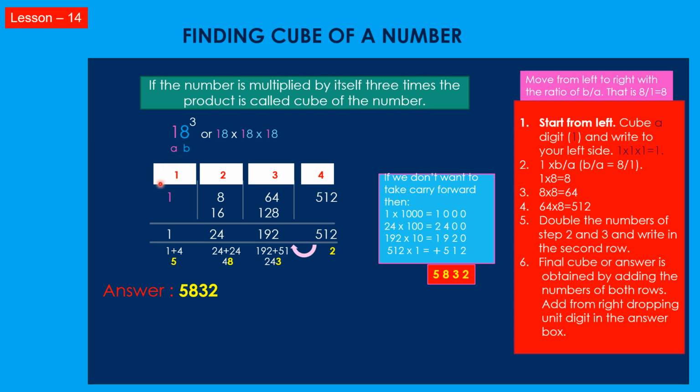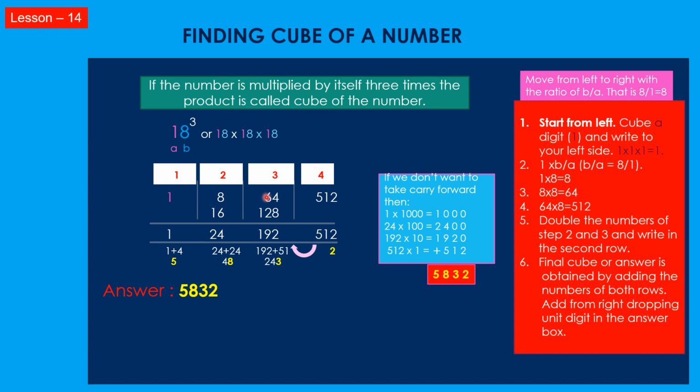So start from left. Cube a digit. So A here is 1. So cube digit A. So when you cube 1, you just get 1. Alright. Then second step, what you do, 1 times B by A. B by A is 8 over 1. So 1 times 8 by 1, you get 8.